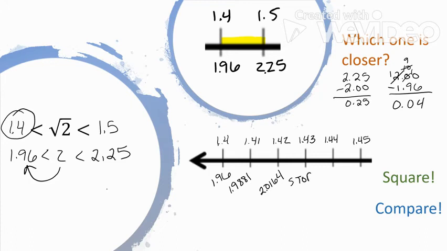Wow, that was fast. There's no need to square the other decimals when I've already reached a number greater than 2. So I know that 2 is between 1.9881 and 2.0164. That means that the window that we're looking through now is between 1.41 and 1.42. So we know that the square root of 2 is going to be 1.41 something. So now we're going to take an even closer look.